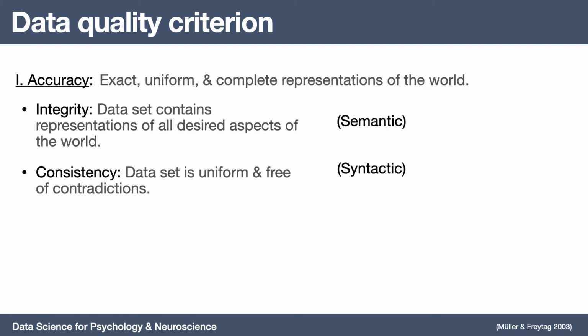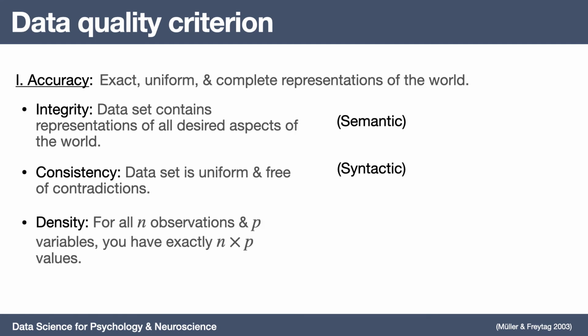You can also have accuracy impact the quality of the density of your data. And by density, really what we just mean is that if you have n observations and p variables, you should have exactly n by p values. And these are impacted by coverage anomalies. So essentially, you should have an entry for every cell in your data table.